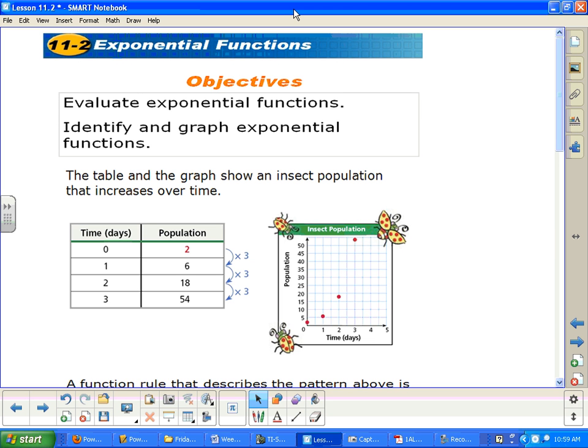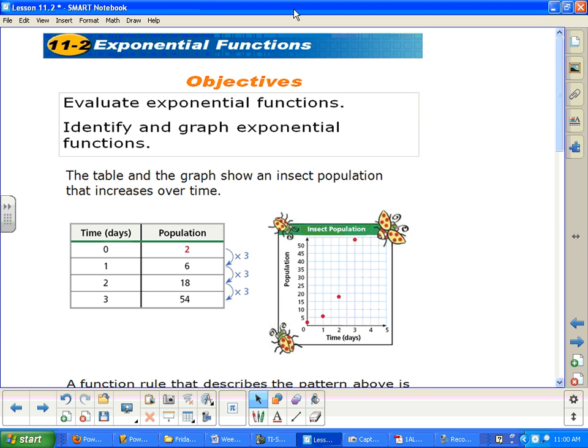So this table and graph show an insect population that increases over time. Notice that in the table, they are multiplying by 3 each time. And on Friday, we talked about geometric sequences. Well, a geometric sequence is basically just an exponential function. It either increases at an increasing rate, which would be exponential growth, which we'll talk about on Wednesday, or it decreases at a decreasing rate, which is exponential decay.